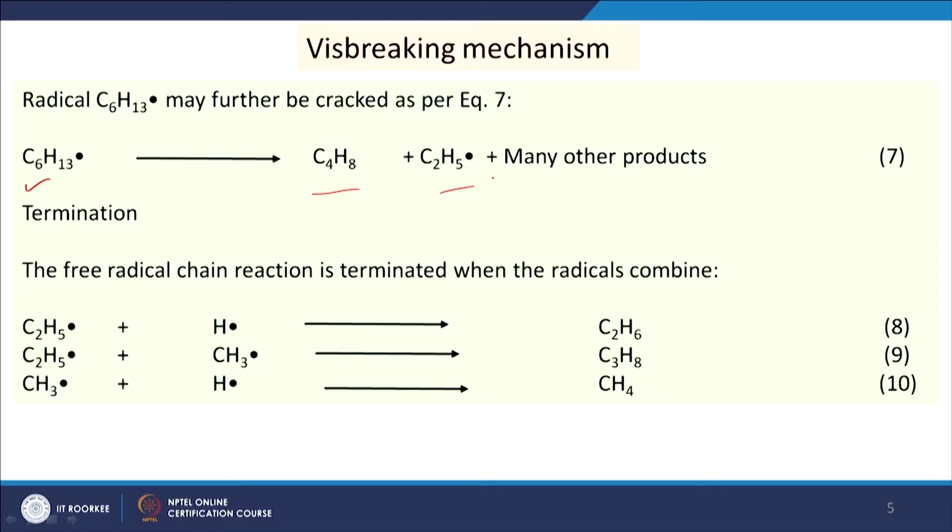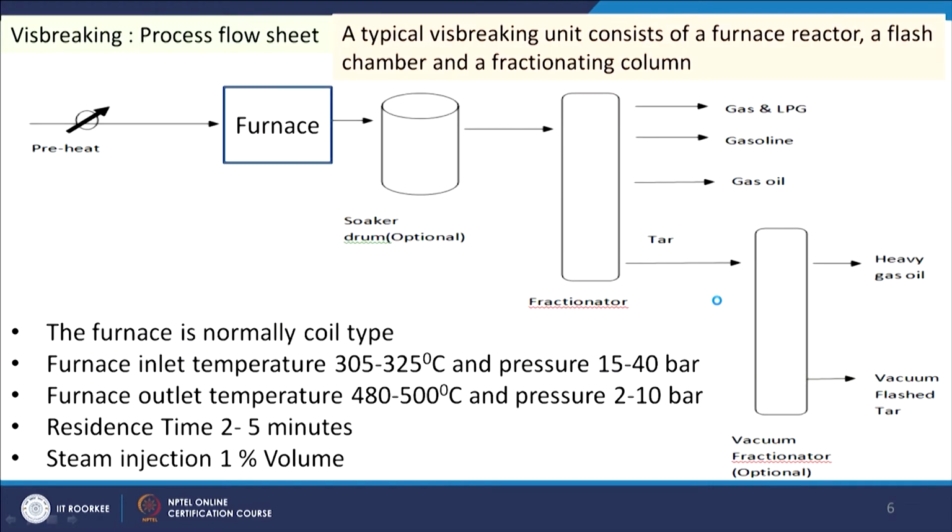Then in termination, the free radicals can add with H dot and then it will give us C2H6. Another free radical, CH3 dot, can give us C3H8, and CH3 dot plus H dot gives CH4. So, we can get some gas also in this process, and these are all gas molecules. So, LPG type of material we can get from the Visbreaking process.